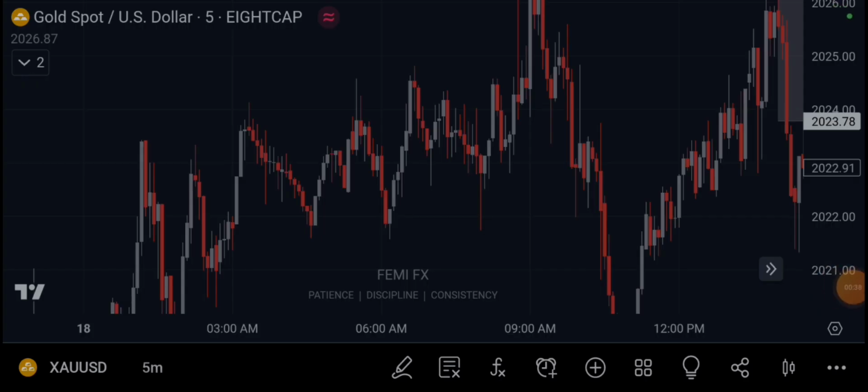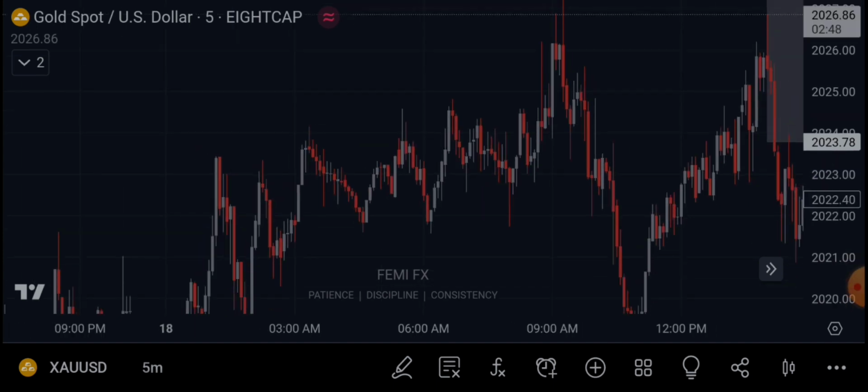Alright guys, so here I just cleared out the chart, and coming to the market, the first thing you want to do is look at the trend of the market, right? Look at the direction where the market is going.